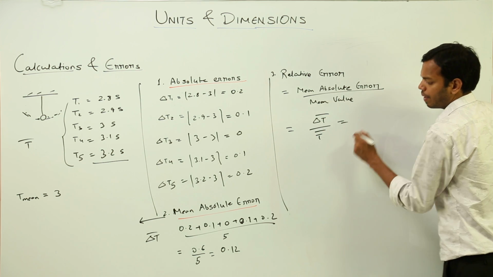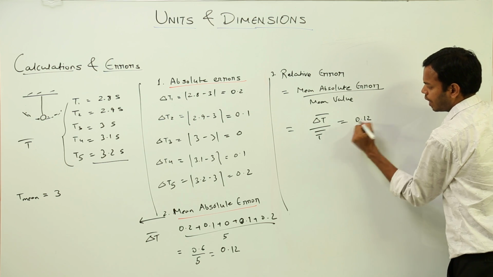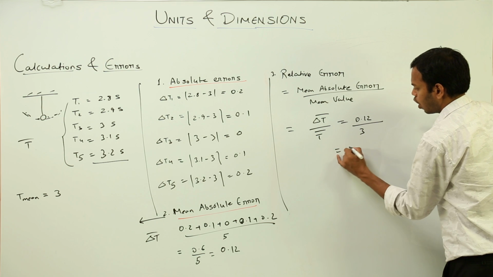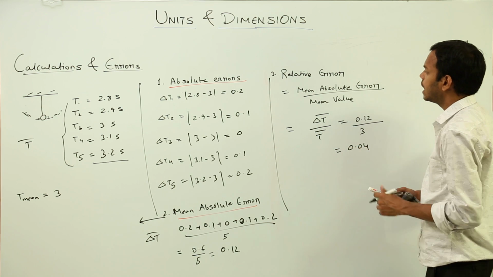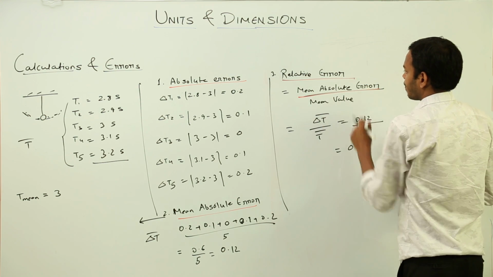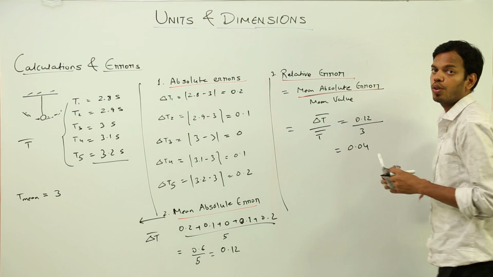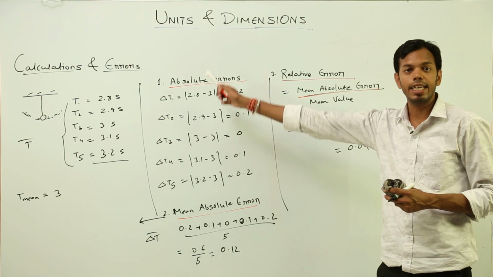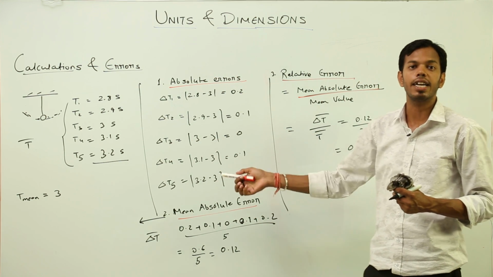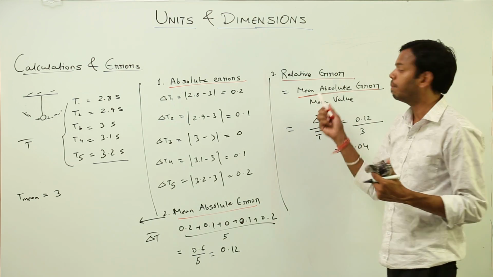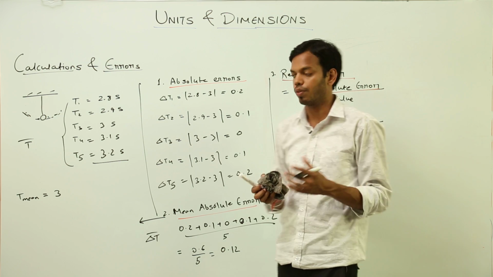So what is delta t bar? We have 0.12 over the mean value, which was 3. So we have got 0.04. This is the mean absolute error, right? No, it is not the mean absolute error, this is the relative error. Mean absolute error was adding all the individual absolute errors divided by the number of observations, right? But in relative error we divide the mean absolute error by the mean value, okay?